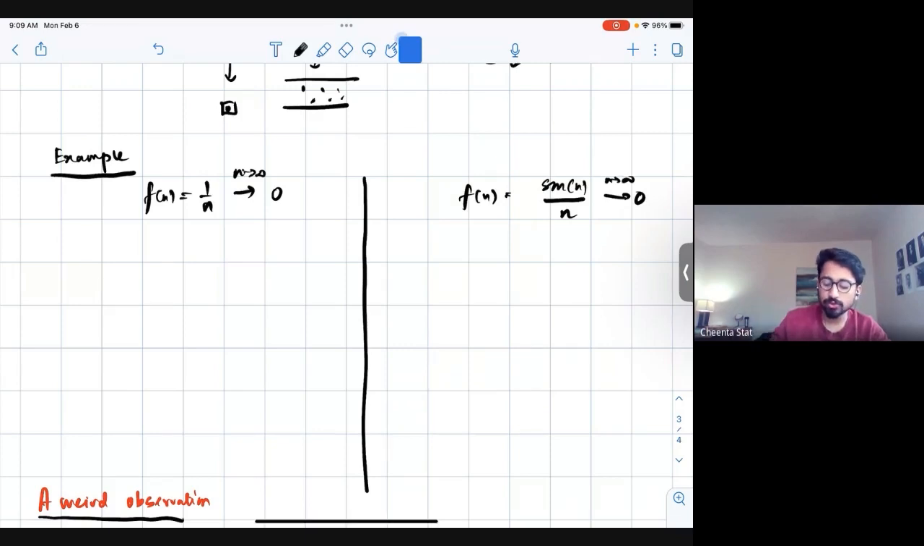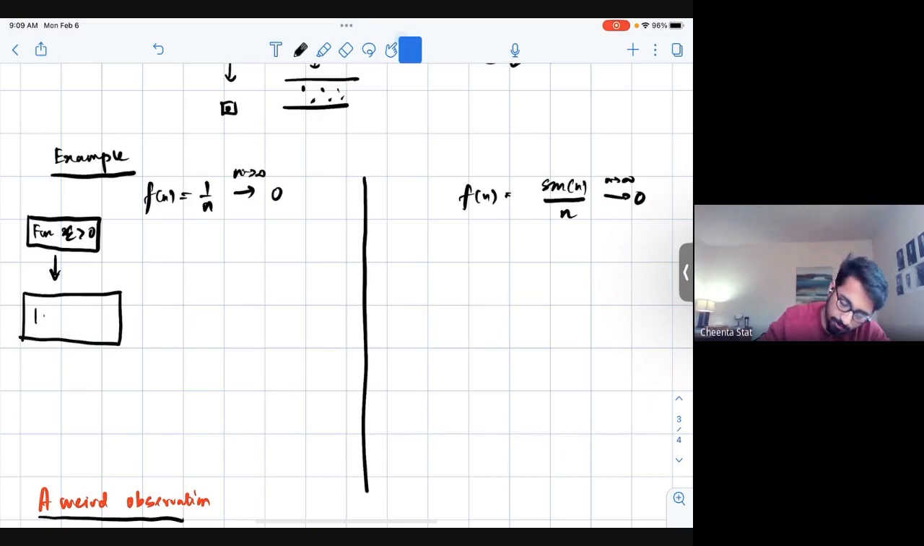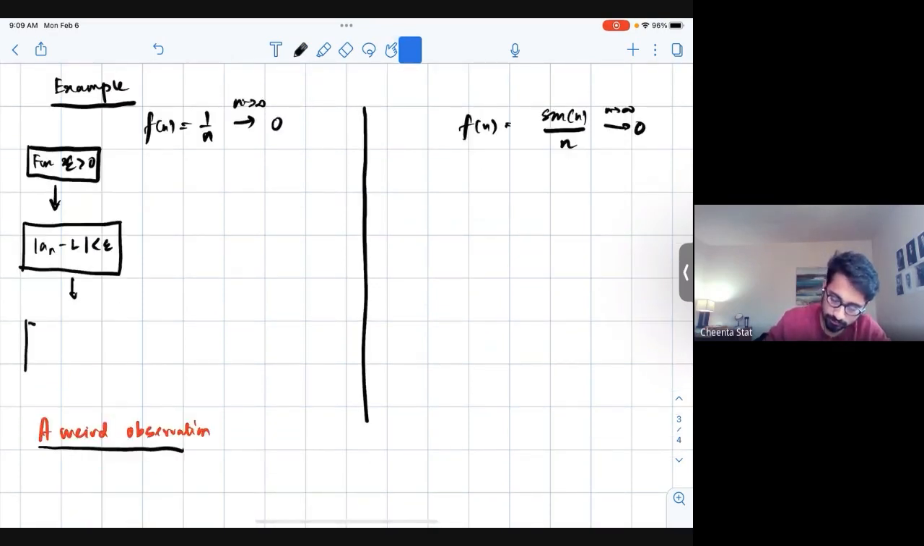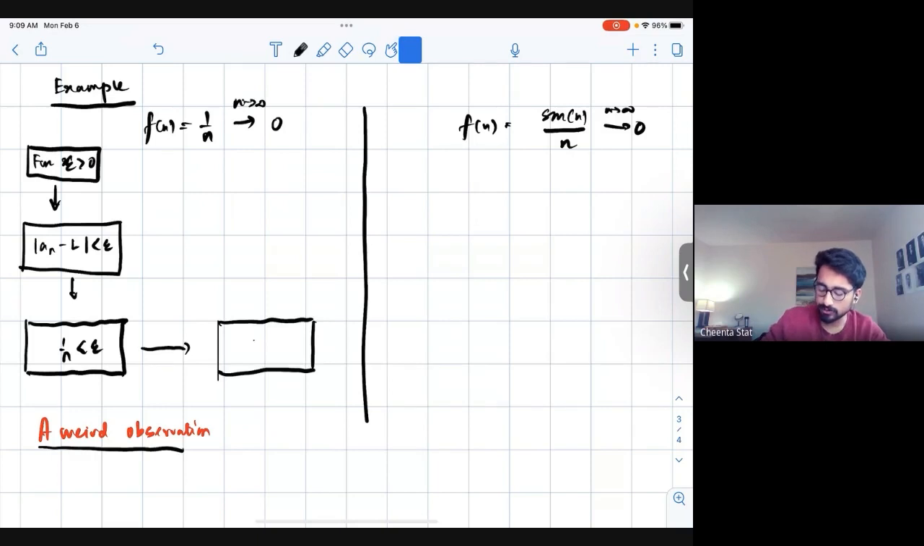So what you have to show, you have to fix an epsilon. That's the first step. Then take the format like this, the step of the proof. Take mod a_n minus L less than epsilon, this quantity. Write it down properly in terms of the function, which turns out to be 1 by n less than epsilon. Now what you do is simple. You take epsilon, you get epsilon greater than 1 by n, or sorry, n greater than 1 by epsilon.